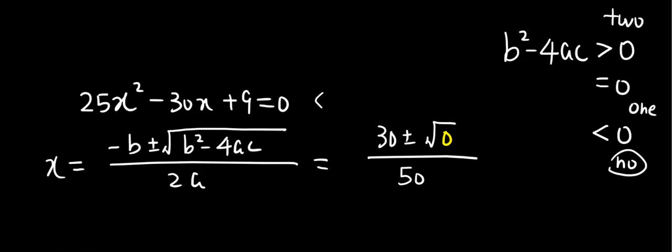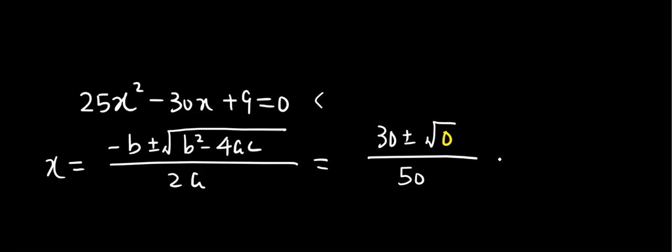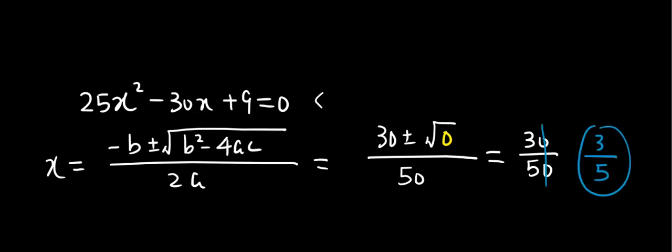But since we're in Algebra 2, if you say b squared minus 4ac, which we call the discriminant, when the discriminant is less than 0, we actually can continue to solve it. Since this is just 0, you have 30 over 50, then you simplify, and you have 3 over 5.